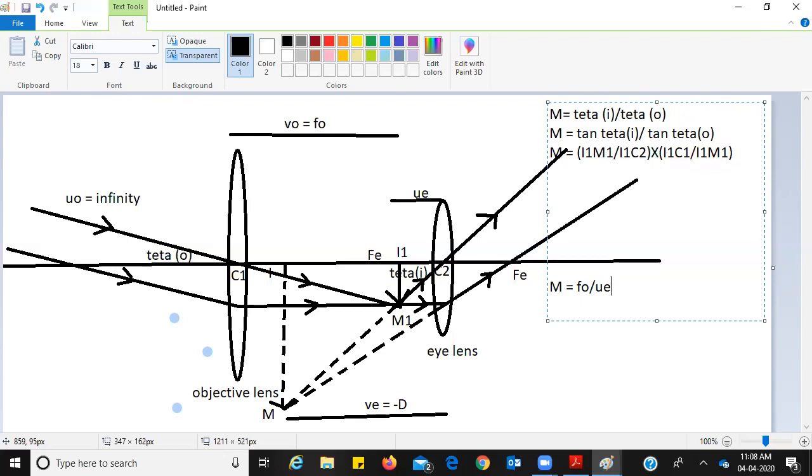If we check this answer, UE is not a constant. So we can use the lens formula to change that. 1 by VE minus 1 by UE equals 1 by FE. Multiply by FO. So here you just want 1 by UE. Let's check. 1 by UE to the other side, right-hand side 1 by FE. Okay, that's enough.